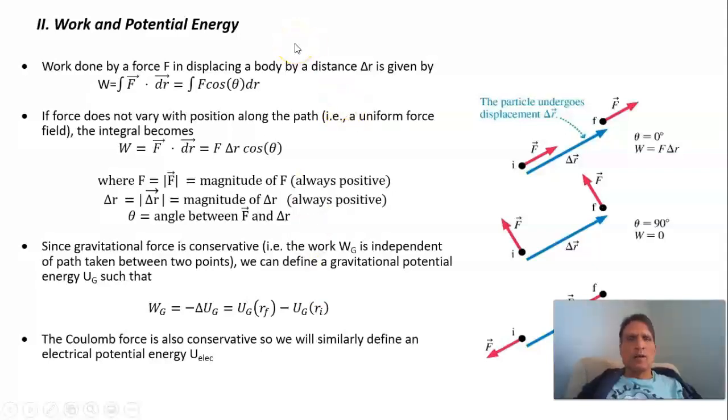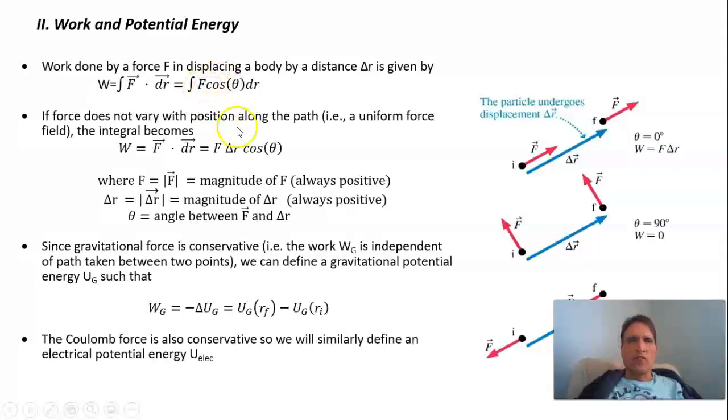So you recall from earlier in this course and in Physics 1150 that if a force F displaces some body by a distance delta r, the work is obtained by integrating this dot product, or scalar product, of F dot dr. What that evaluates to numerically is the magnitude of F times the magnitude of dr times the cosine of the angle between the force and the displacement.